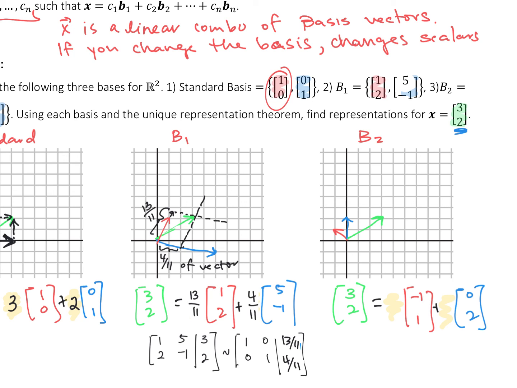Okay. You try B2 on your own. You tell me, what do I need to multiply the first vector and the second vector by in order to represent my vector 3, 2. So try this on your own. Come back. That one was much better. That one was actually correct in my notes. Correct basis. Cool.